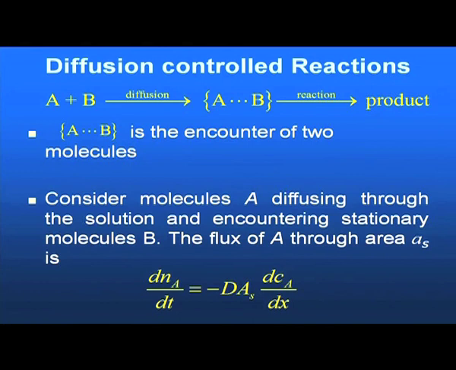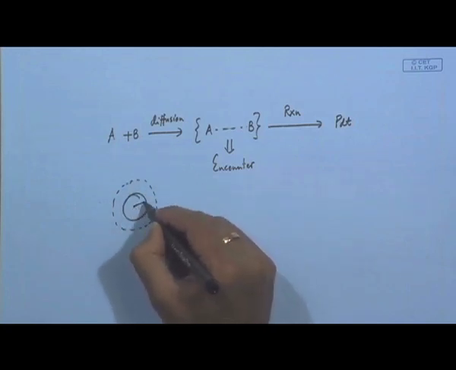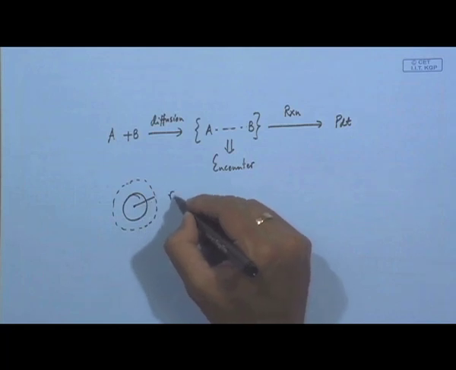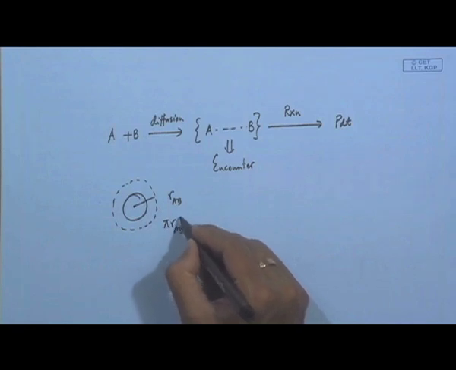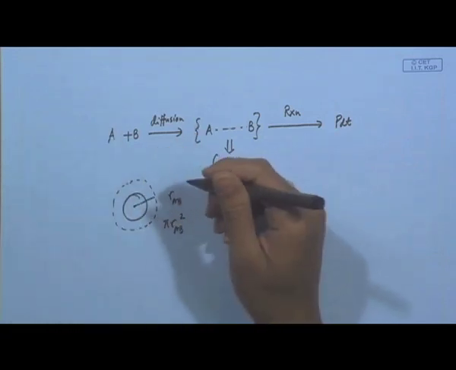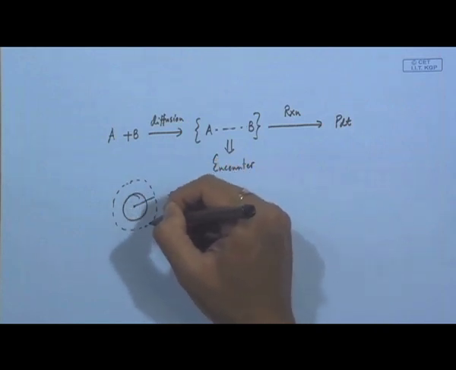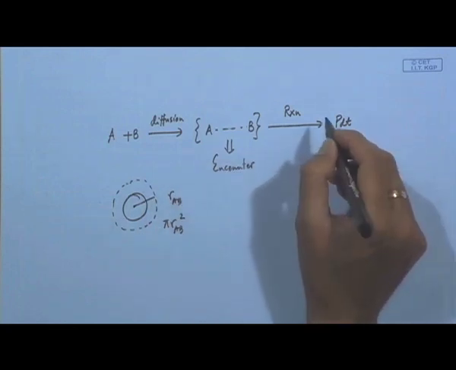Okay, so the flux of A through the area AS. Suppose you have got this atom, and say this is AS. Why AS? Because AS is basically your RA plus B, RAB. So AS is this pi RAB whole square. So flux through the area AS means, if there is any B molecule within this area, then there will be collision. There will be an encounter complex, and that will lead to the product formation.